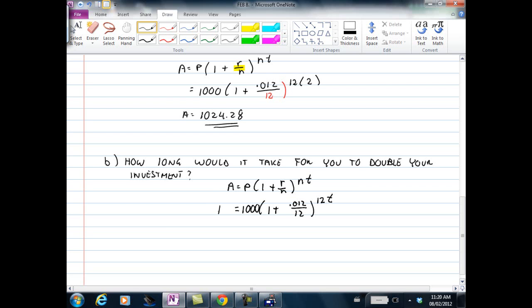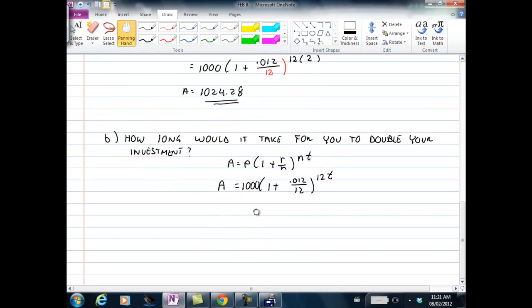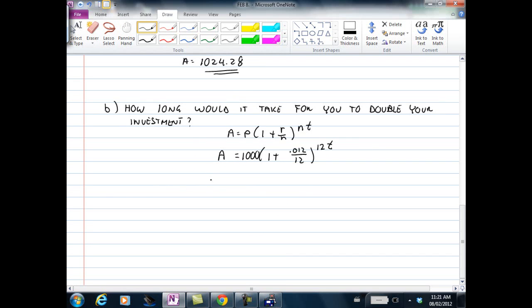Would you agree? Now, Sim, if I want to double my investment, what must your A value be? 1,224.28. Nope. It would be 2,000. Because if I want my investment to double, my final value has to be 2,000. So let's write down 2,000 right now equals to 1,000. I want you to work out this bracket part and give me a nice number inside here, please.